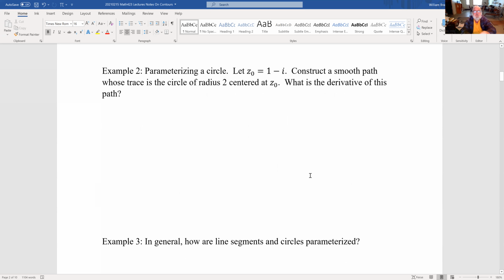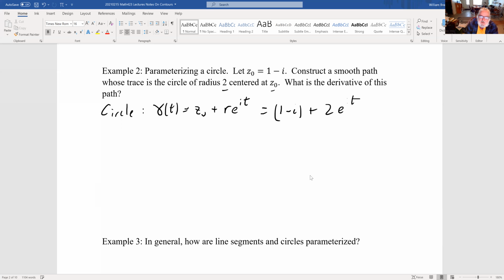Parameterizing the circle: z0 equals 1 minus i. What's a smooth path whose trace is a circle of radius 2, centered at z0? So, parameterizing a circle, gamma of t equals z0 plus r e to the it. That gives us a circle. z0 is the center, and r is the radius. And then this is our parameterization. This is the angle as we go around, and this is for 0 less than or equal to t less than or equal to 2 pi. So that's our function gamma.